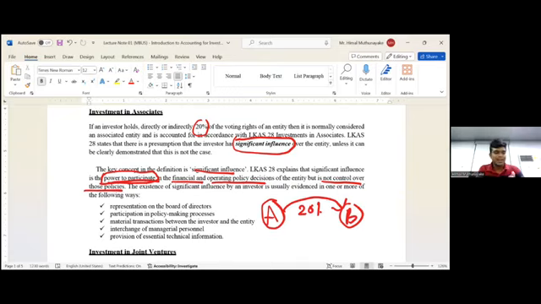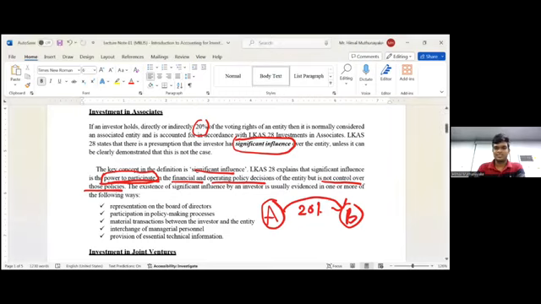So if I have the power to participate in the financial and operating policy decision making, but I can't control them, we call that relationship the parent associate relationship. So one way we can invest in a company is investment in associates. Got it? Any questions? I will answer those questions in the latter part. Some of you have asked some questions.